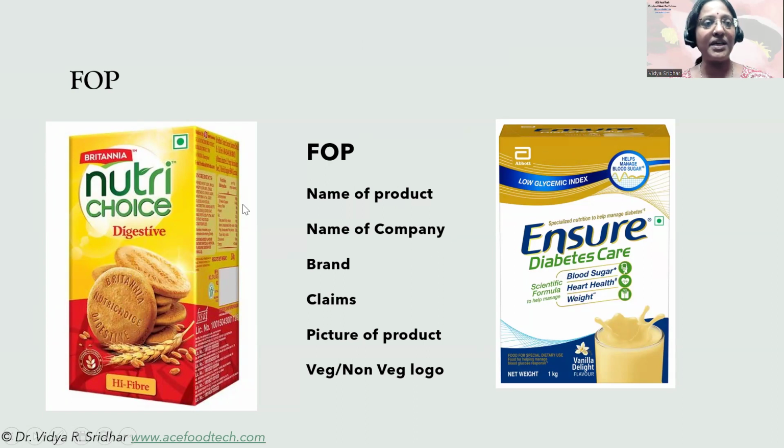The name of the company is Britannia and Abbott here. The brand is NutriChoice here, and this is Ensure. Then you have claims. In here it has a high fiber digestive claim, whereas here it has claims such as blood sugar maintenance or management, heart health, and weight management.